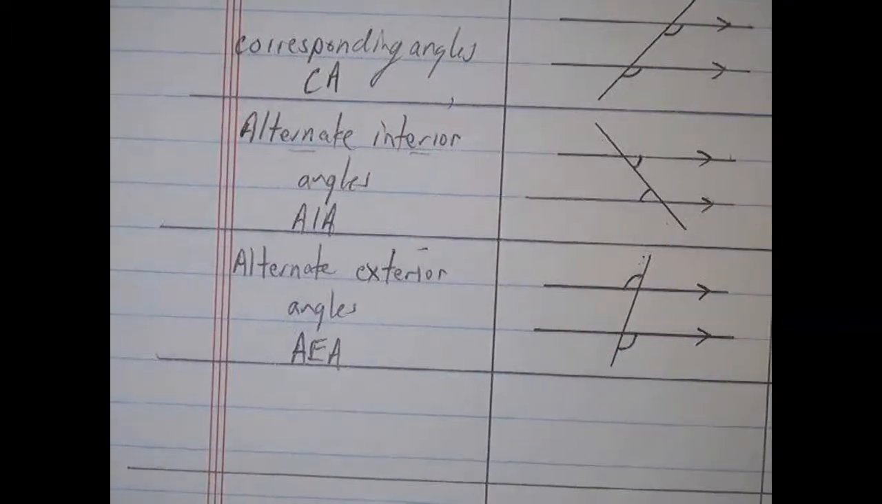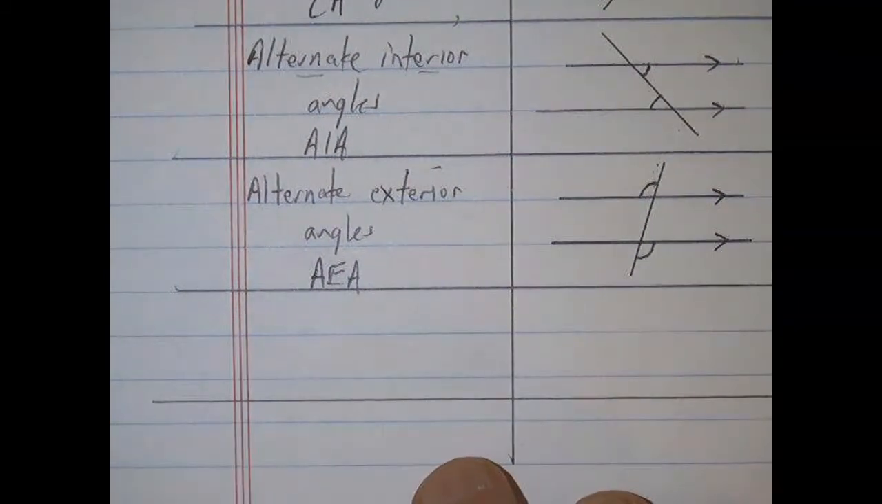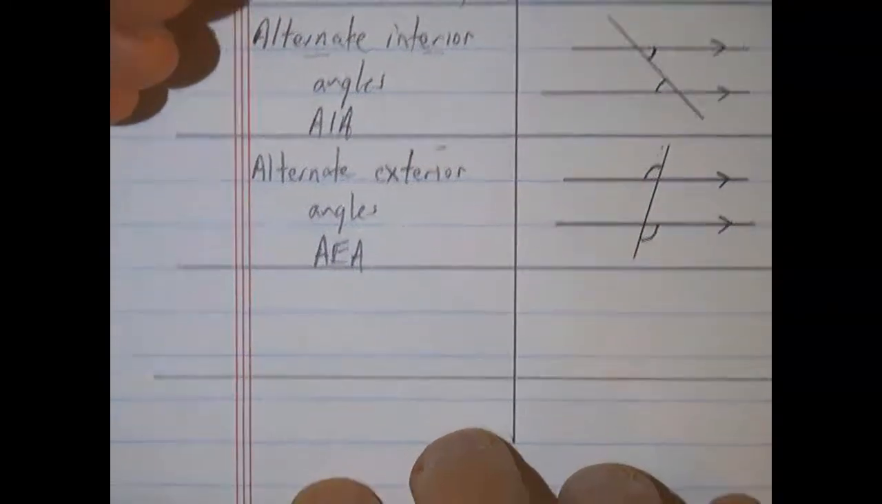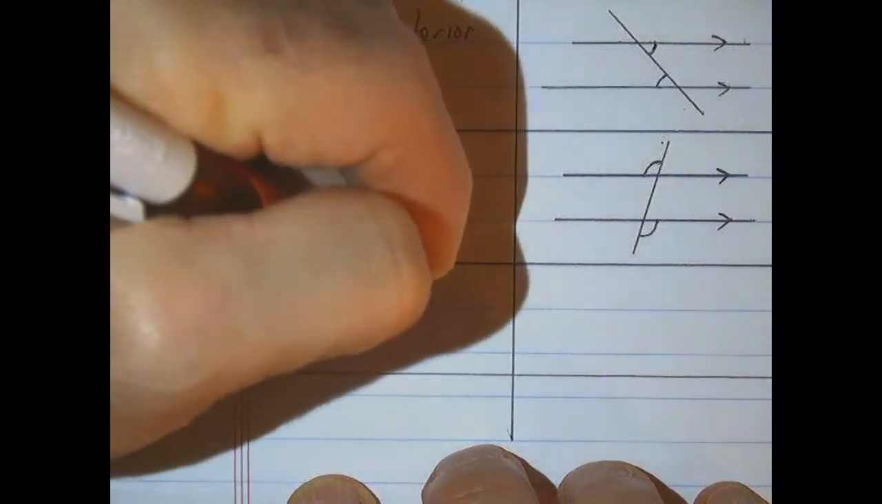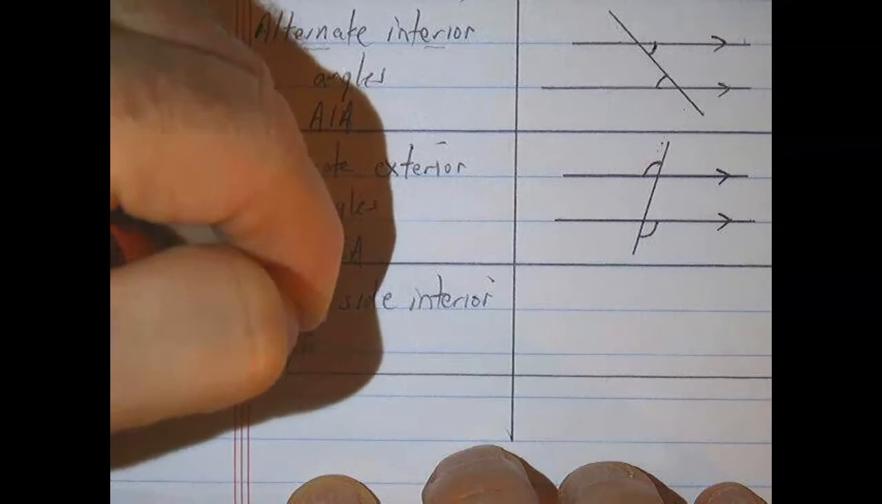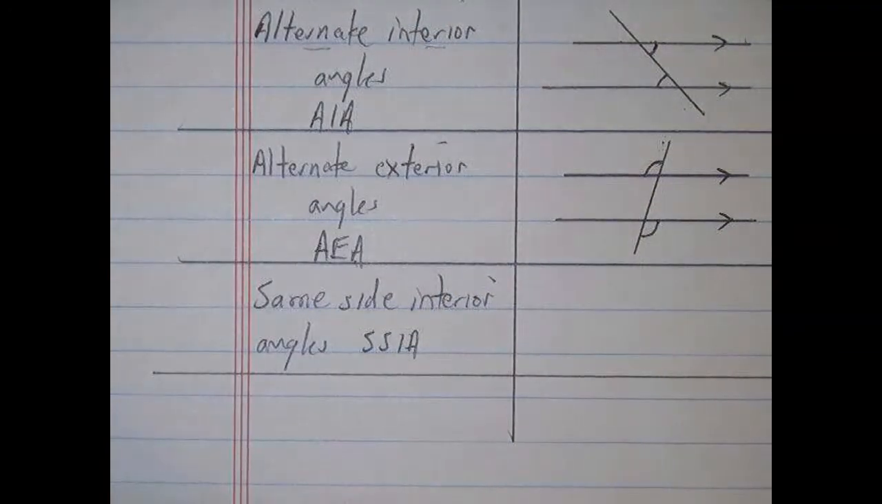Okay, next type are going to be on the same side of the transversal, and they're going to be called same side interior angles. You might be able to predict what the last two pairs are. They're called same side interior and same side exterior. So we have same side interior angles, abbreviated SSIA, same side interior angles.